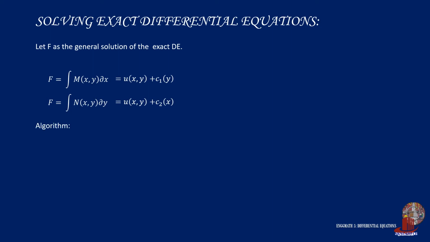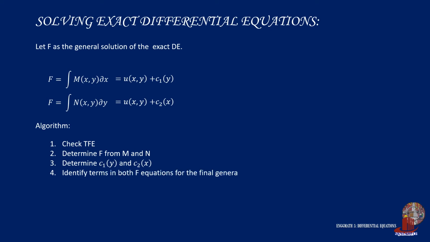The standard procedure of taking a general solution of an exact differential equation is as follows. First, check if the DE is actually an exact DE through the test for exactness. Next is to determine f from M and N, and this is done through integration, after which add another step to identify c1 and c2. After knowing the constants, the general solution will be identified by taking terms from both f solutions.